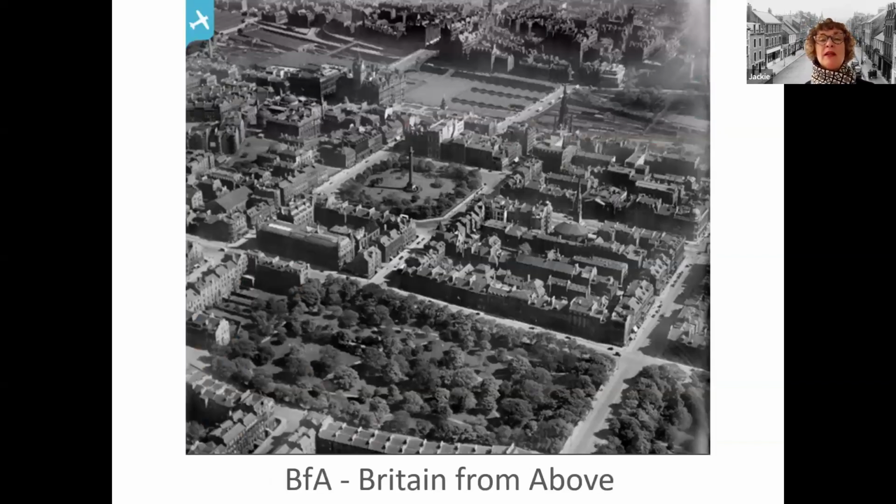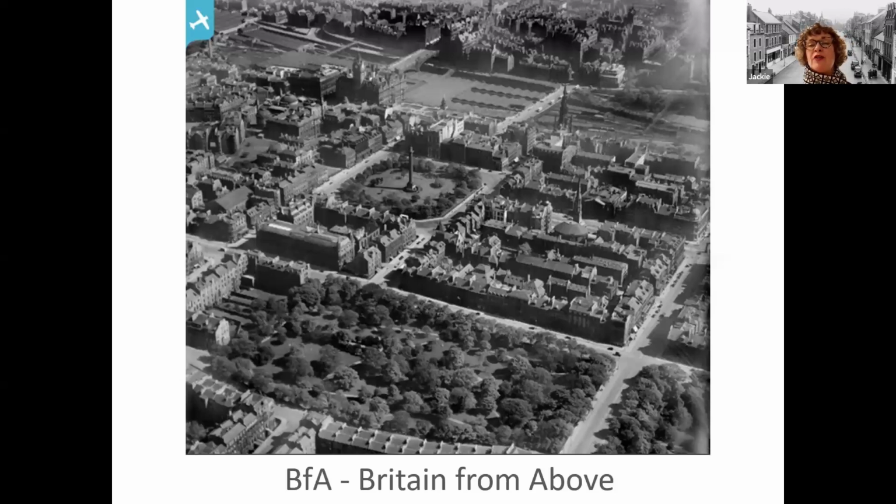Now, this example, an oblique aerial photograph of Edinburgh, shows Waverley Station, St Andrew's Square and Queen Street Gardens, and it was taken in 1929. This particular image comes from the Aero Films collection, and it can be enjoyed on the Britain from Above website.